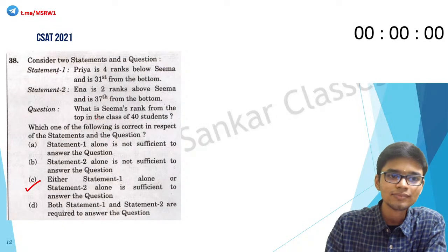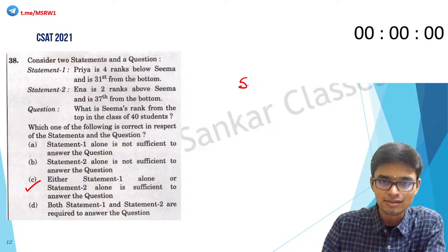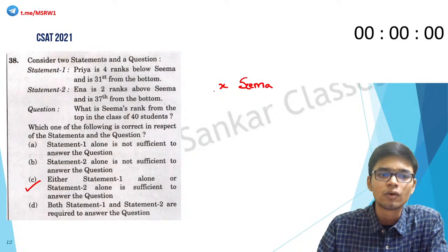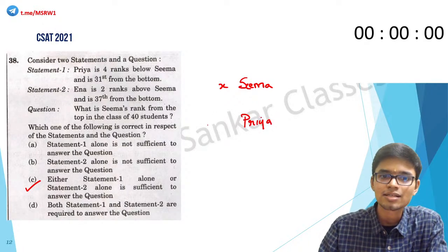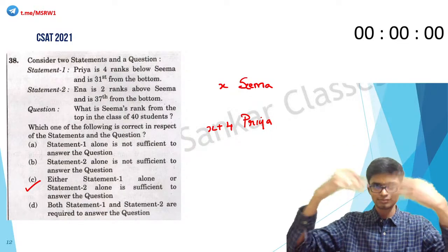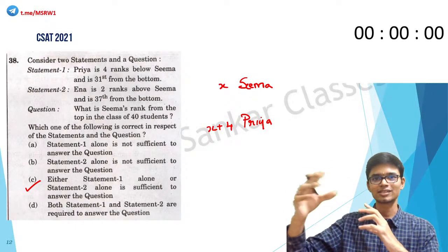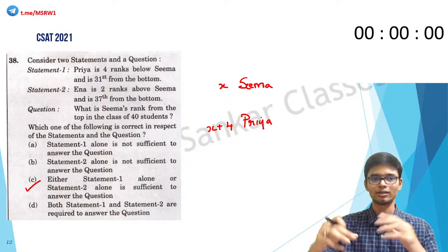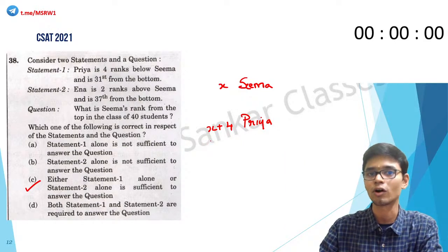Now let's solve this. Statement number 1 is saying, Priya is 4 ranks below Seema. Okay, so this is Seema. Okay, and Seema's rank is somewhere here. Okay, so X, some random rank. Now Priya is 4 ranks below Seema. So here is Priya. Priya's rank is X plus 4, right? 4 ranks more than, so below Seema. That means, rank is counted backwards, right? First rank means the topper, the person who has the most number of marks. So 4 ranks below Seema means you have to increase the rank count. So it is X plus 4, not minus 4.